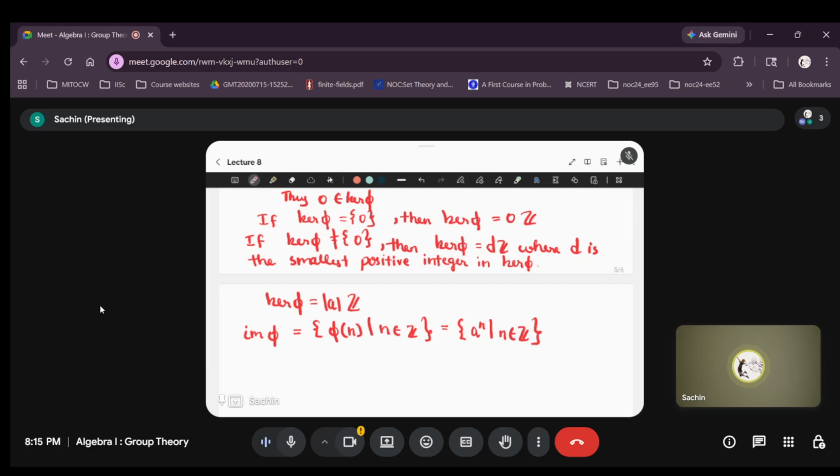This set also had a notation and a name. For given a in G, the set of all a power n, the set of all powers of a, is simply the subgroup generated by a. If G is cyclic and a is a generator of G, then this would be G itself. Otherwise, it is simply the subgroup generated by a.